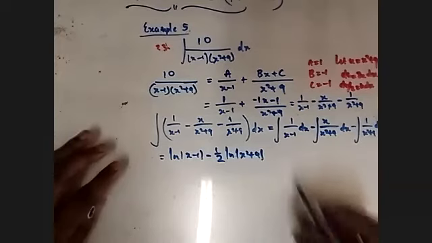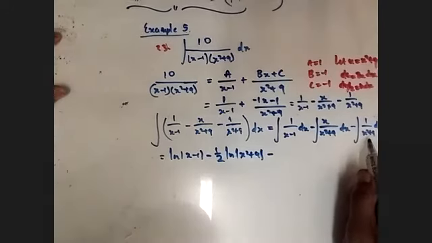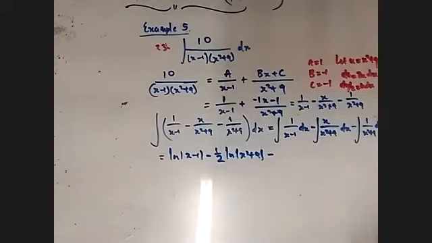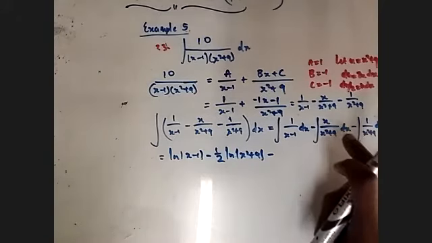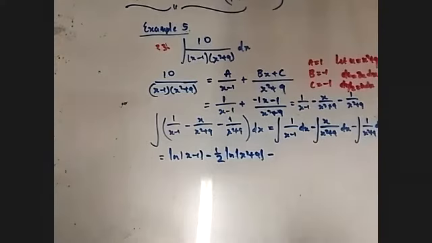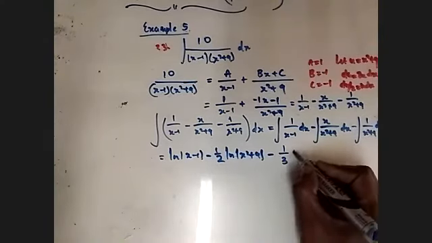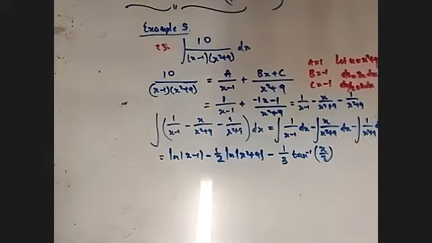Then our last part. When you look at this one, we have x squared plus 9. According to what we did with integrals last year, this term is a squared. So for a squared, in this case, we take the square root of 9, which is 3, and we have arctan of x over 3.